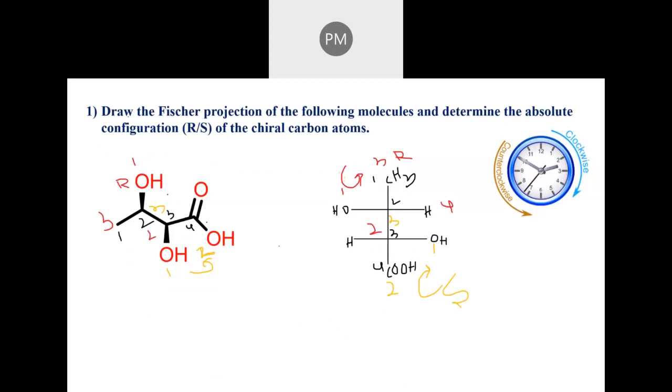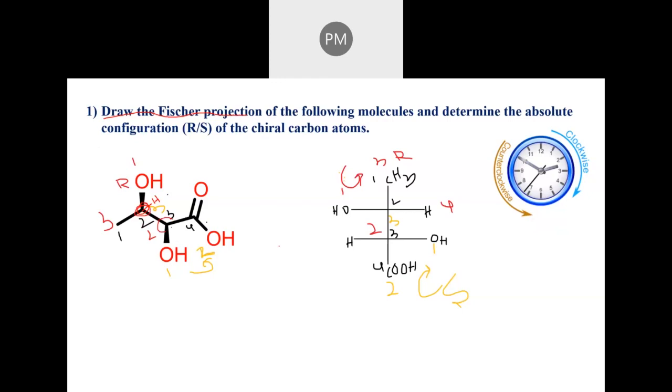In this problem we have to draw the Fischer projection first, and after that we have to determine the R or S configuration of this chiral carbon atom. First we have to identify the chiral center. The chiral center exists if the four substituents on one center are different. In this carbon center, there is one methyl group, one hydroxyl group, and one hydrogen behind, below the plane, which is not shown here, and there is another group here. So all four substituents attached here are different. So this is one chiral carbon center.